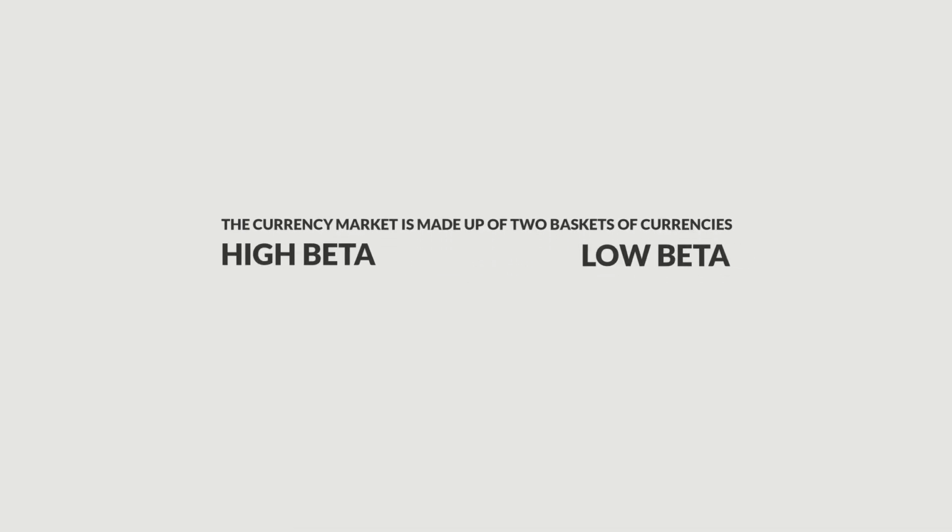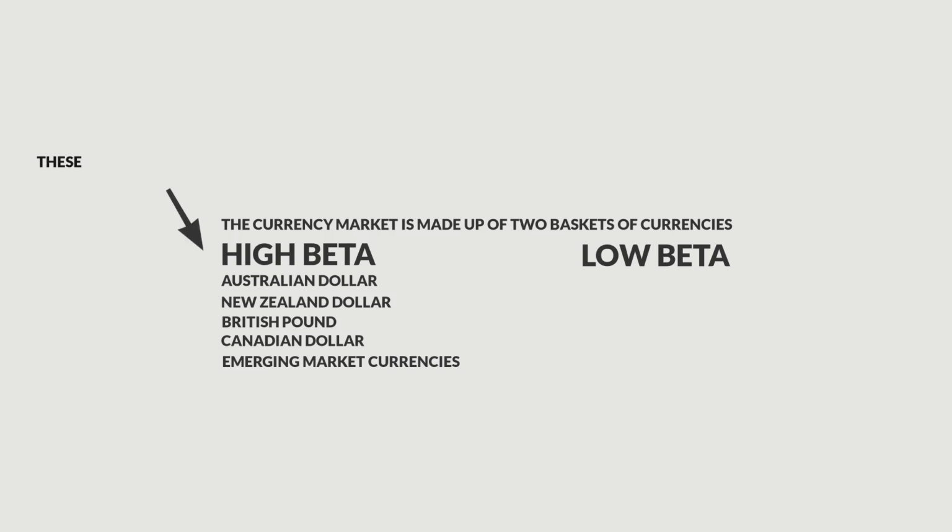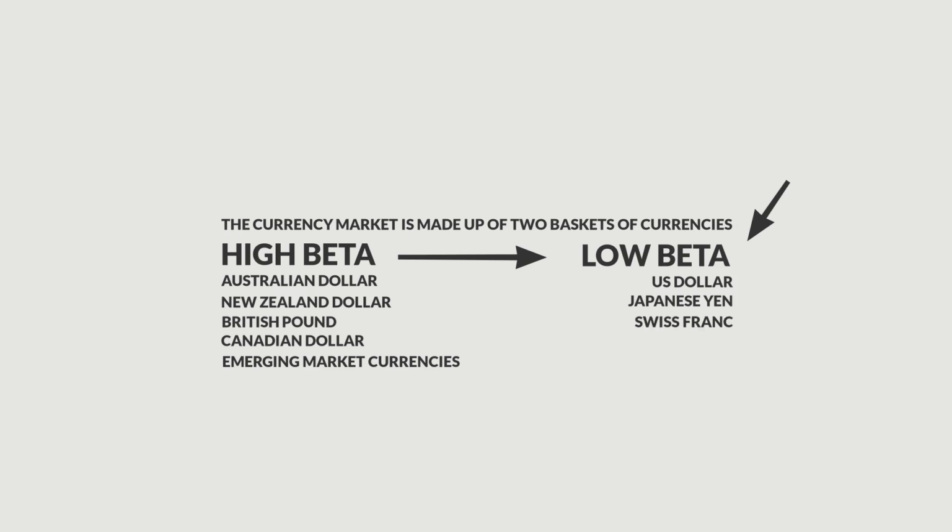Basically, the currency market is made up of two baskets of currencies, high beta and low beta. High beta currencies are the Australian dollar, the New Zealand dollar, the British pound, the Canadian dollar, and emerging market currencies. Now, these are currencies that are considered attractive when global economic growth is looking good. But when things turn south, everyone runs out of high beta currencies into what we call low beta currencies, such as the US dollar, the Japanese yen, the Swiss franc, and to some extent even the euro. Now, these low beta currencies are what we call safe havens.